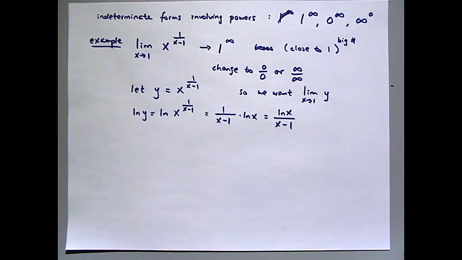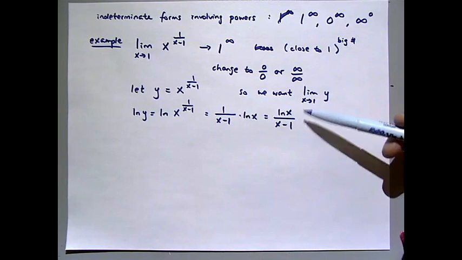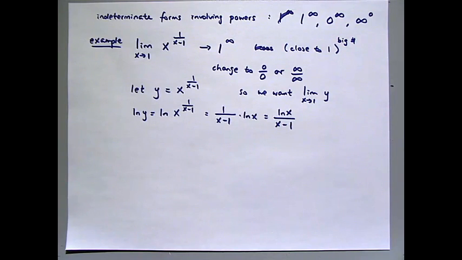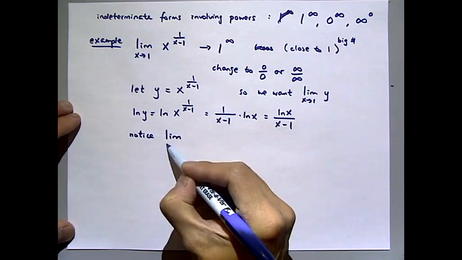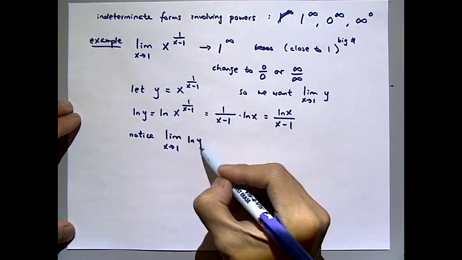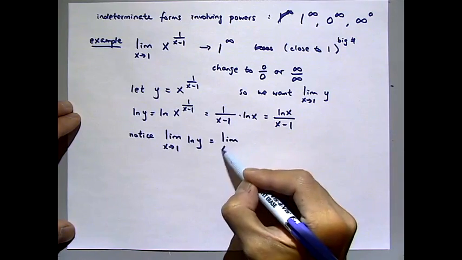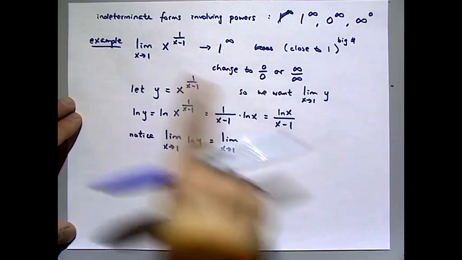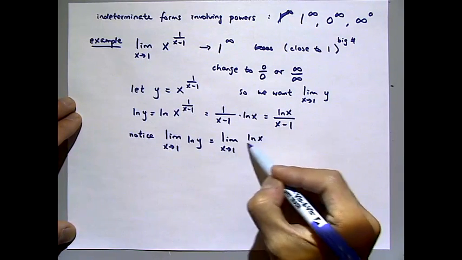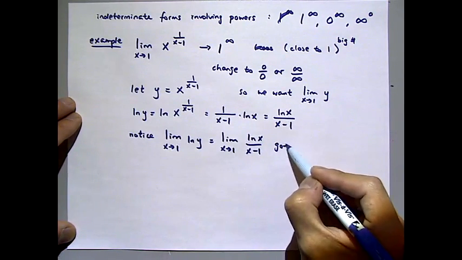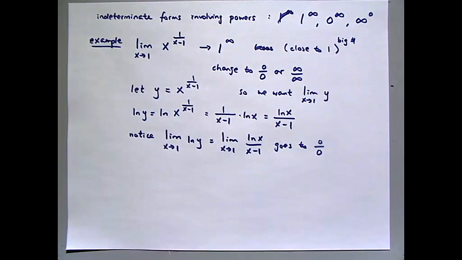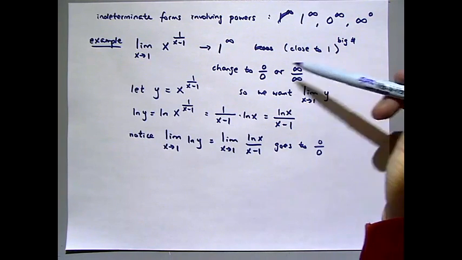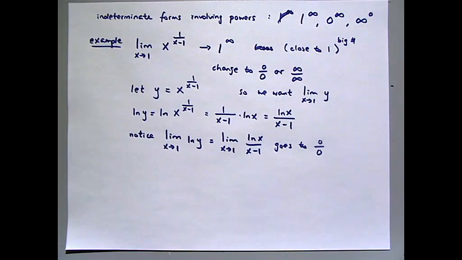So after taking the log, notice that we end up getting ln of x over x minus 1. And now notice that as x goes to 1, this thing here goes to 0 over 0. That means we can use L'Hopital's rule, right? If we see one of these two here, we can use L'Hopital's rule.